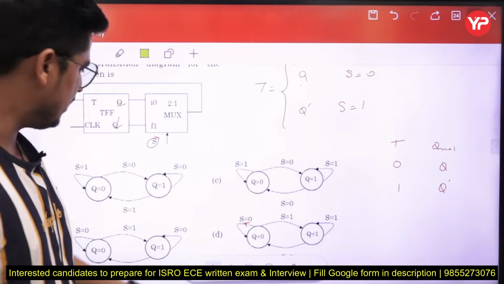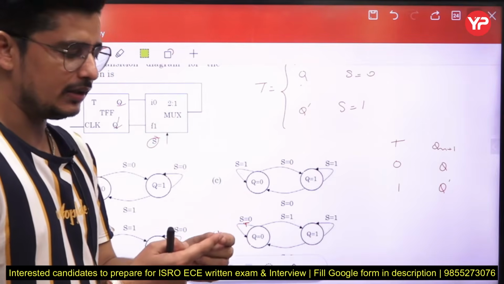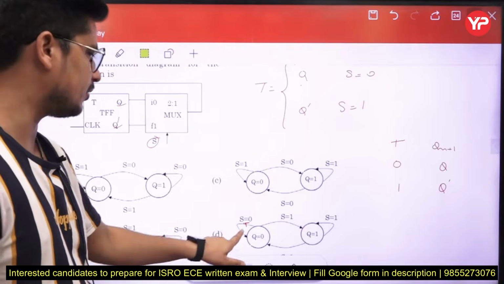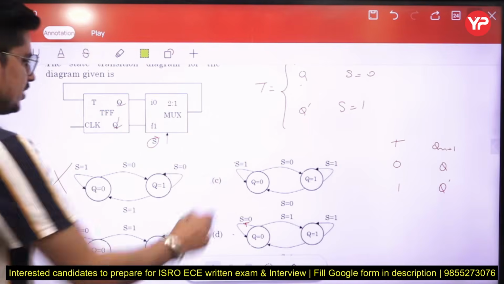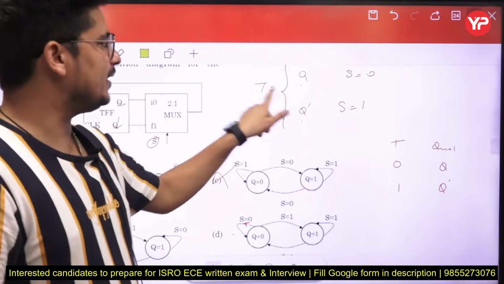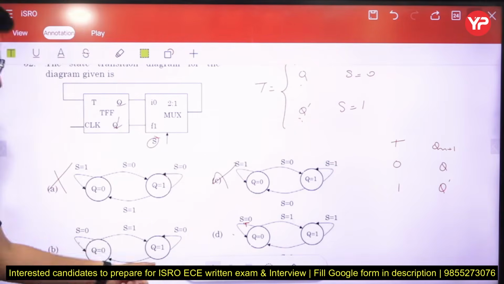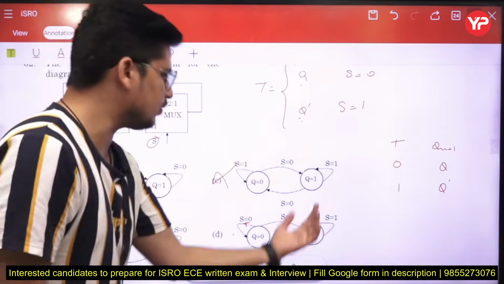So what we are observing here, when S is 0, Q is 0, the next state will come out to be the same. That means it will come back to the same state. So these two diagrams are not correct. This one may be correct. Now next thing, whenever you have S equals to 1 and present state is 0, it means T is connected to 1, so the next state will be the complement of the previous state. So it will go to the next state. Yeah, that's correct.